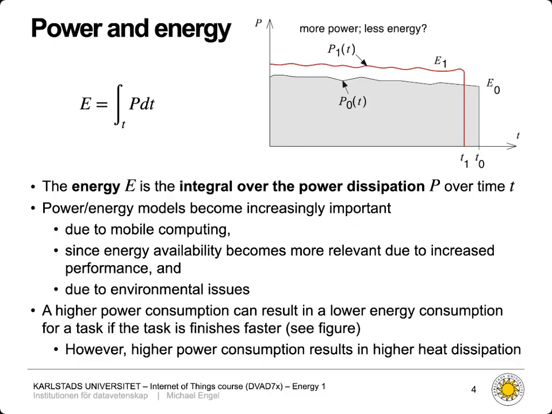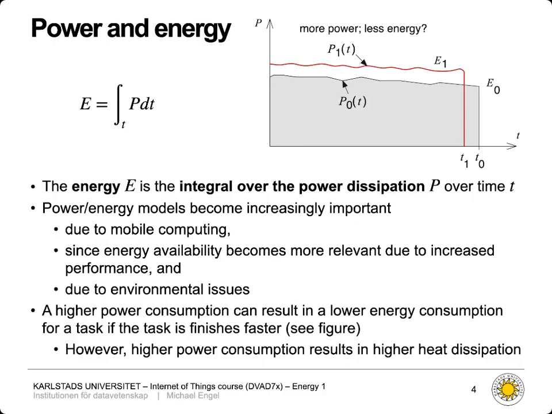So power and energy models become increasingly important because we have mobile applications, we have IoT applications, obviously. Energy availability is more relevant because we have increased performance, so increased power consumption, in turn increased energy consumption, and of course, also due to environmental issues, because some forms of energy rely on non-renewable resources of the Earth, which is not a good idea. And this includes non-rechargeable batteries, which, for example, might contain lithium, which is only available in very limited amounts on Earth and mostly used for car batteries right now.